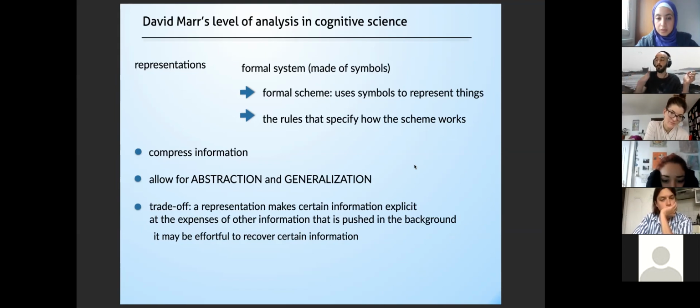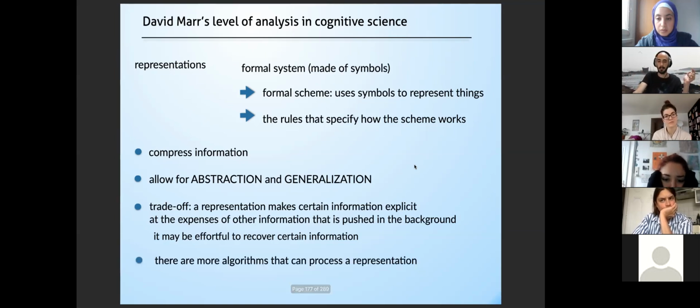Like, for instance, when you're zipping files and then you have to unzip them, when you unzip them, you have to spend time, right?